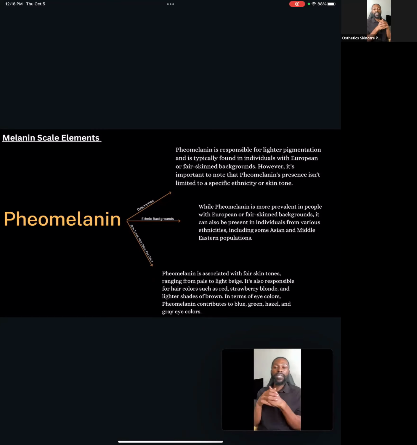Now, while pheomelanin is more prevalent in people with European or fair-skinned backgrounds, it can also be present in individuals from various ethnicities, including some Asian and Middle Eastern populations. We honestly see it all the time and probably didn't even realize it. Pheomelanin is associated with fair skin tones ranging from pale to light beige. It's also responsible for hair colors such as red, strawberry blonde, lighter shades of brown. Also, in terms of eye colors, pheomelanin contributes to the blues, the greens, the hazels, the grays, and all those really unique colors in between. All of that is pheomelanin.